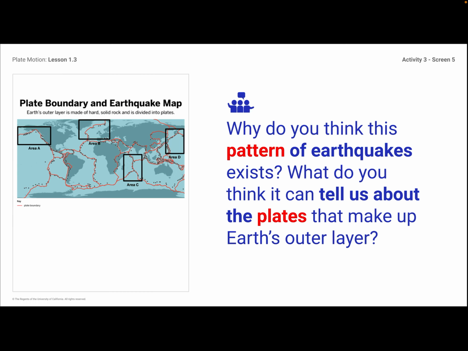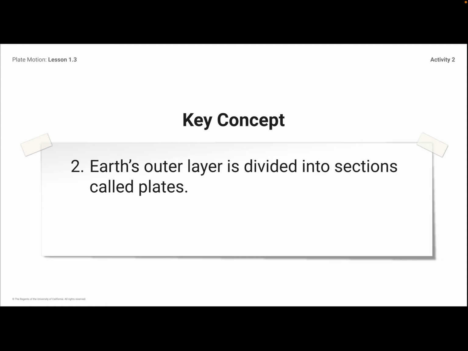So why do you think that happens? What do you think is going on? In order to answer that question, we need to make sure that we understand some key concepts. If you don't have this written, I want you to pause it, go into your notes, write down key concept number 2, and then when you're finished, come on back. Key concept number 2 says Earth's outer layer is divided into sections called plates.